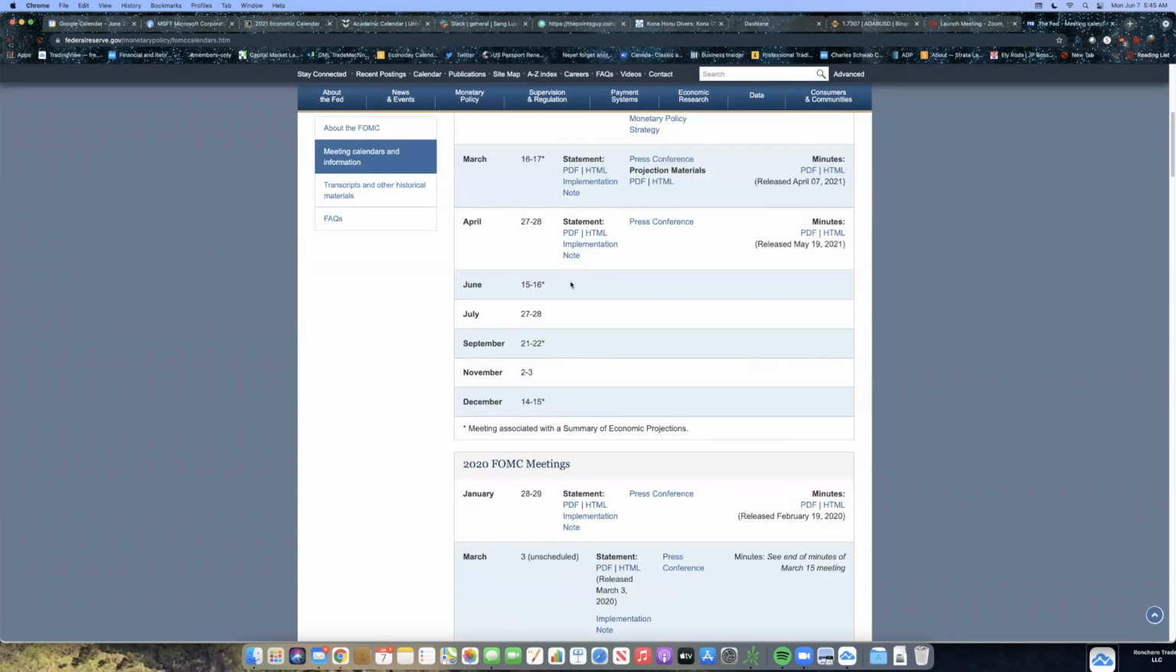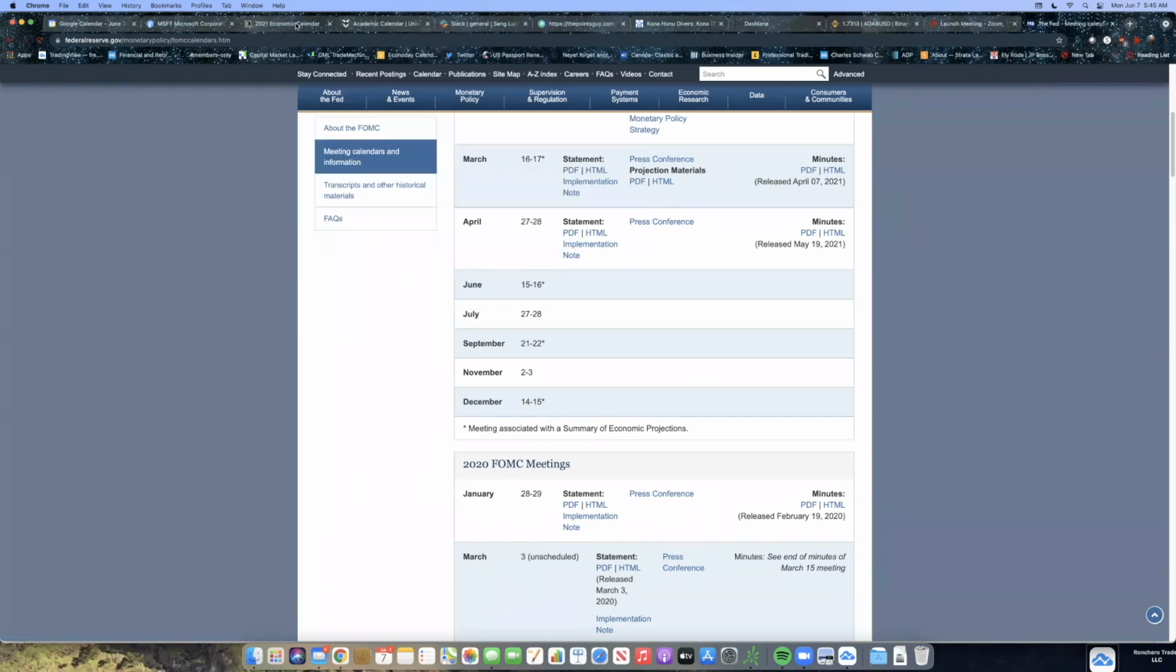Scroll down, you can see here June 15th and 16th. That meeting is associated with the summary of economic projections. That makes this meeting more noteworthy, just like it would in September and just like it does in December. So keep this on your list. Next week is going to be interesting. I don't know obviously what's going to be said or what information they're going to come out with, but right now the main theme is inflation, and we should probably continue to be focused on inflationary types of themes.